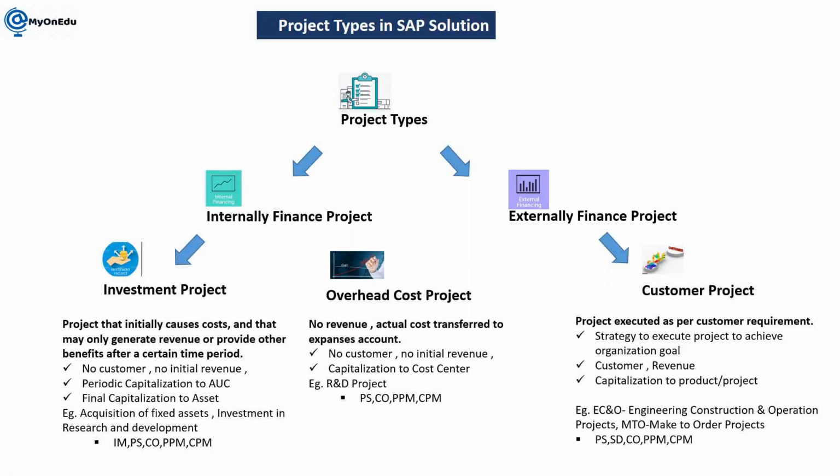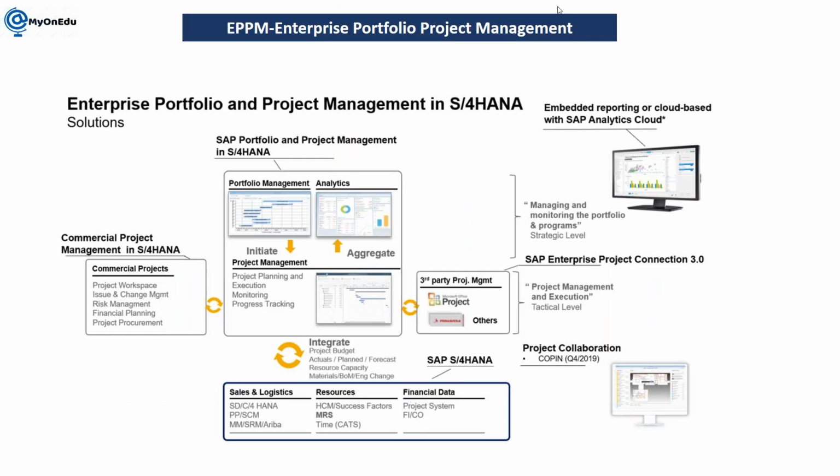So next, I'm just coming back to this slide, which is the first slide. Okay, so again I'm coming back here. As we have different types of projects, we have internal projects and external projects. In internal, again we have investment projects and cost projects. So here, as per the business process, we can implement different modules.